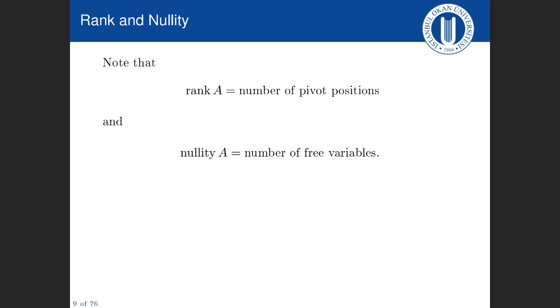Now, note, rank A is the number of pivot positions. The pivot positions correspond to the basic variables. And the nullity of A is the number of free variables. But if we do number of basic variables plus number of free variables, then we get the total number of variables. In other words, we get the number of columns of the matrix A.